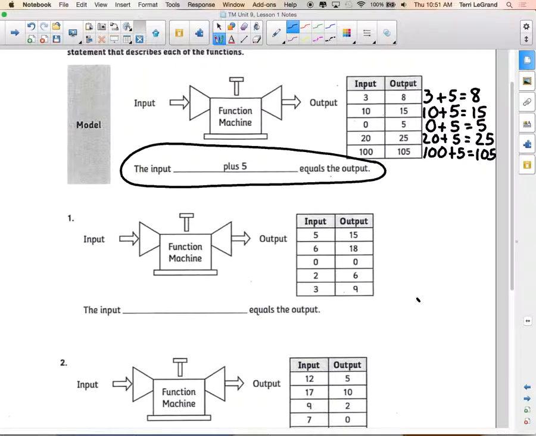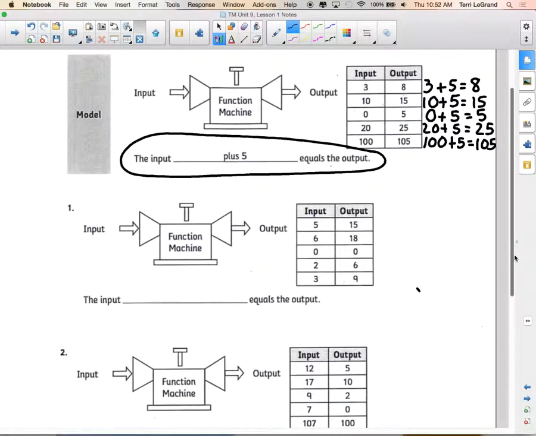If the input is for this one, what if I said the input is 70? Tell me what the output would be. If the input is 70, what would the output be? 75, you just add 5. If the input was negative 10, what would the output be? Negative 5, because you would add 5 to negative 10, and you'd get negative 5.